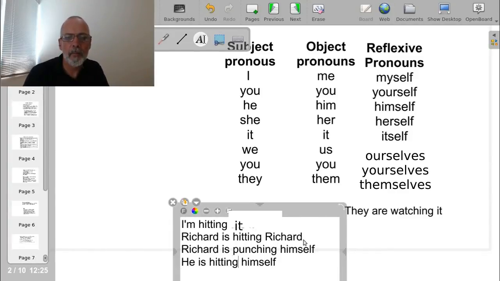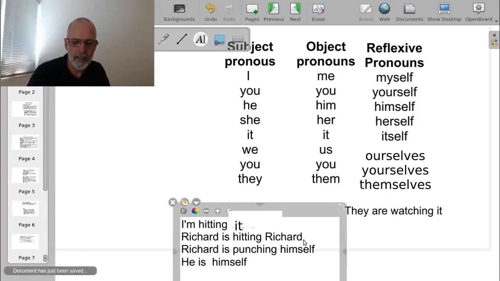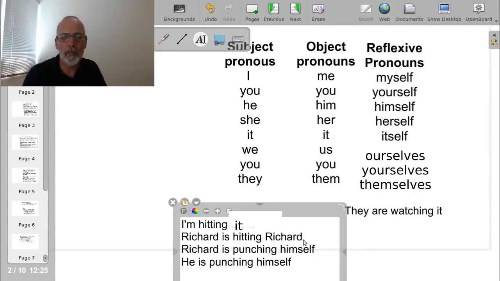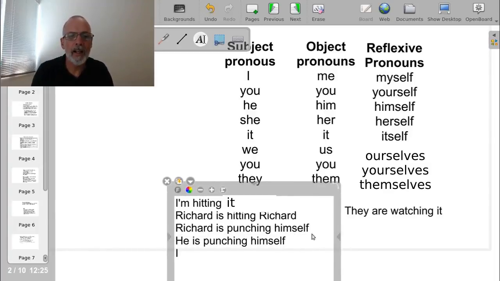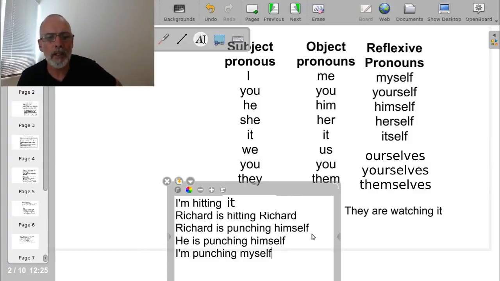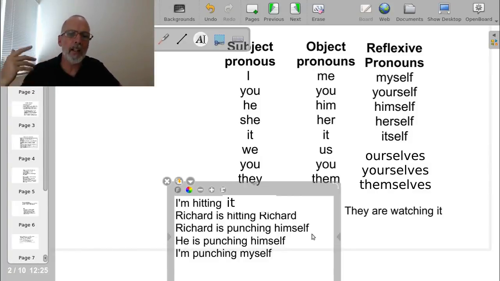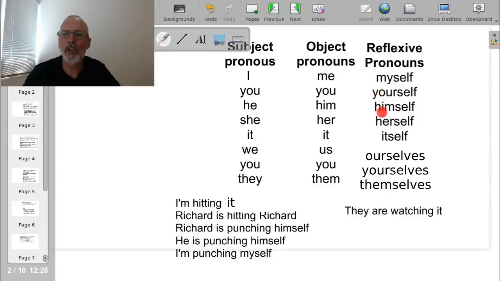Very bad idea, but it illustrates the point, because in this sentence the subject and the object are the same thing. It's me. So I would say I am, or maybe use the contraction, I'm punching myself. I am punching myself. When the subject and the object are the same thing, that is where we want to use the reflexive pronoun.